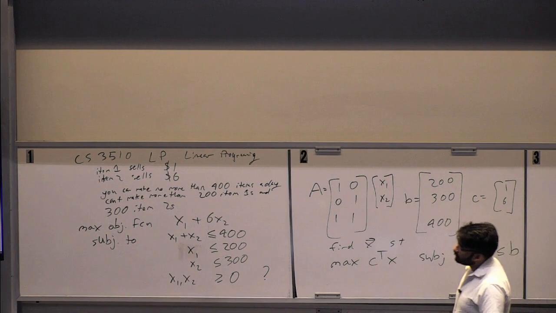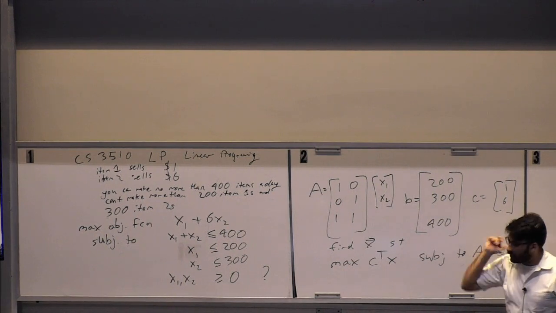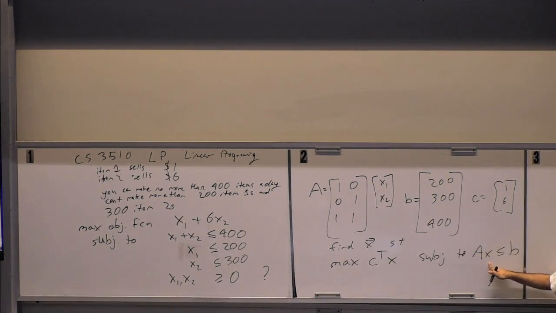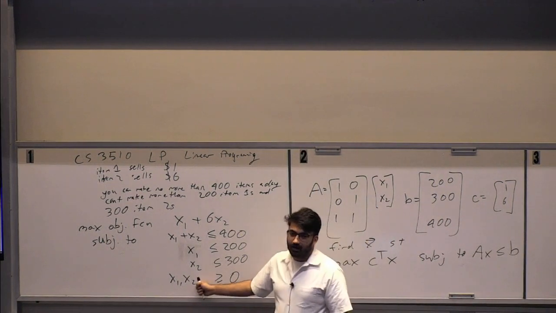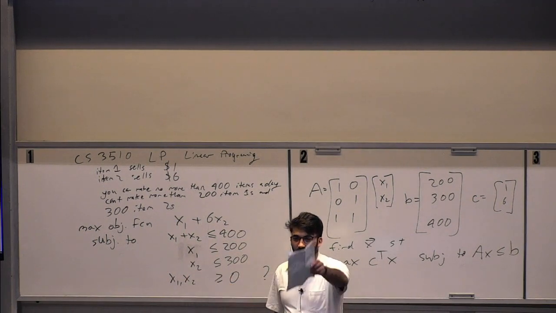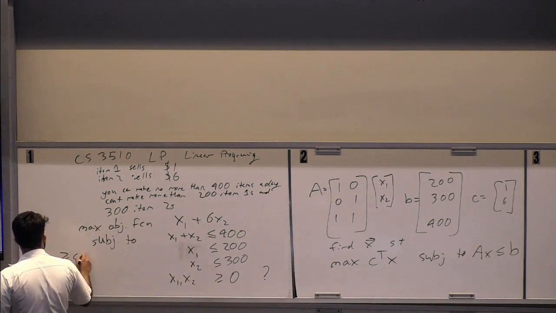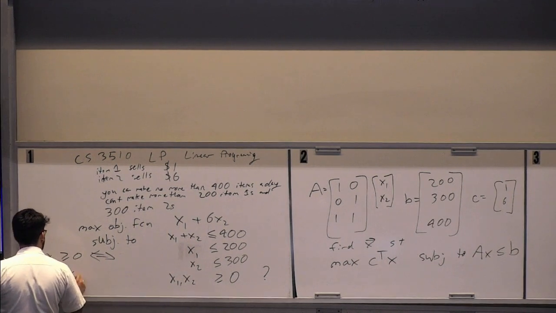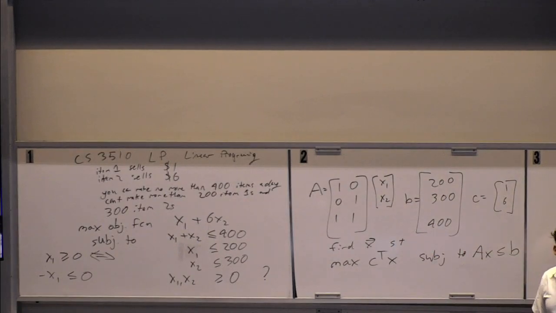Let's suppose we required x1, x2 to be somehow a row of our A. How would we put that so that we could still write AX less than or equal to B here? So we want to have the constraint this way, but we want to write it as a linear combination less than or equal to something. Yes. Yeah, multiply by negative 1 on both sides. x1 is greater than or equal to 0 if and only if negative x1 is less than or equal to 0. So what you do there is you just have a negative 1 in your A matrix, and then congrats, you flipped it around and put it in standard form.